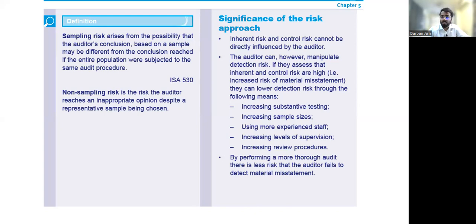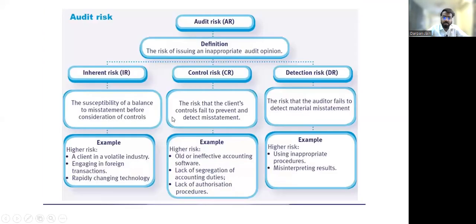Okay. All right. Now, we've understood what is inherent risk. We've understood what is control risk. We've understood what is detection risk. But what is their significance? Why are we studying them? Or how is it important to an auditor? Why is inherent risk, control risk, or detection risk important for an auditor? Why is he looking at these risks?